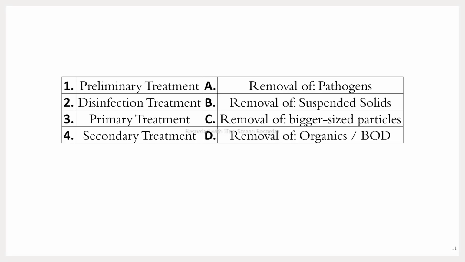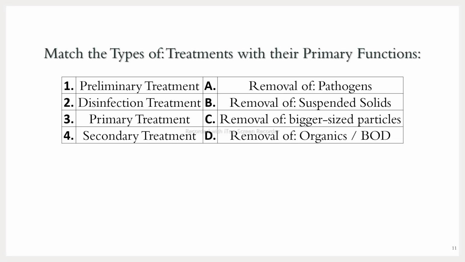Okay. Now there is a table, and you have to match the types of treatments in the left hand column with their primary functions in the right hand column. In the left hand column there are preliminary treatment, disinfection treatment, primary treatment and secondary treatment. These are all different types of water treatments. Their primary functions are stated as removal of pathogens, removal of suspended solids. Option C is removal of bigger sized particles and option D is removal of organics or BOD.